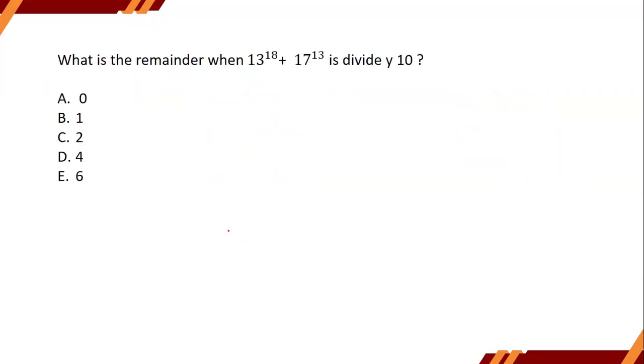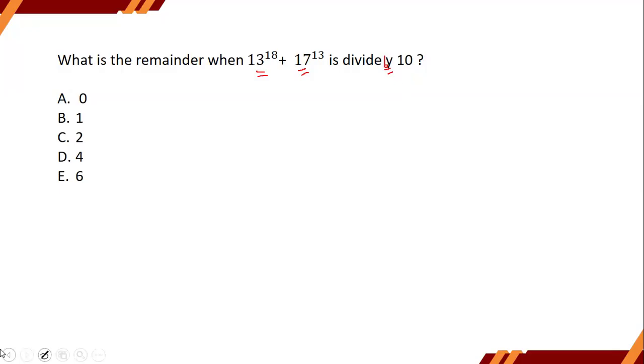Now let's move on to the next question. What is the remainder when 13 power of 18 plus 17 power of 13 is divided by 10? Again, it is not possible to calculate the sum of these two big numbers and then figure out the remainder when it is divided by 10. So how do we proceed in this question?